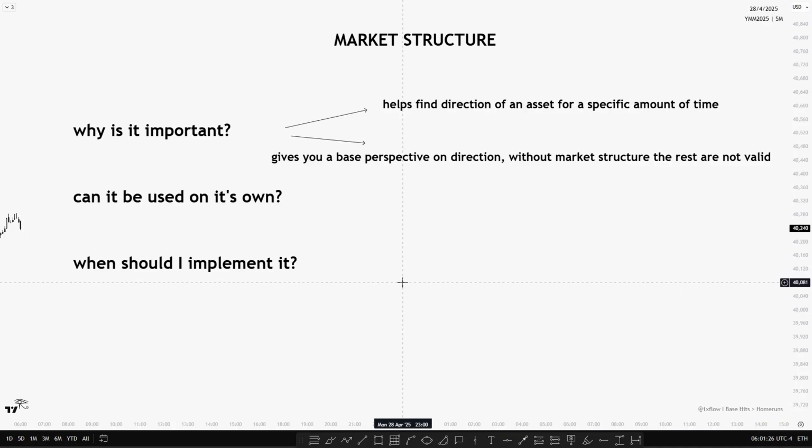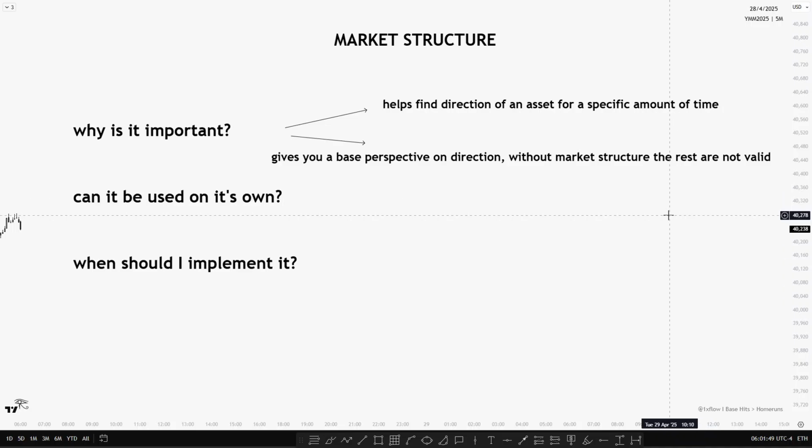All right. So why is it important? What it's going to do is help you find direction of an asset for a specific amount of time. Understanding market direction is going to tell you whether price is going to go up or whether price is going to go down for that specific day, week, month, whatever time frame you are using for that case. Now, it also gives you a base perspective on direction. Without market structure, the rest are not valid.